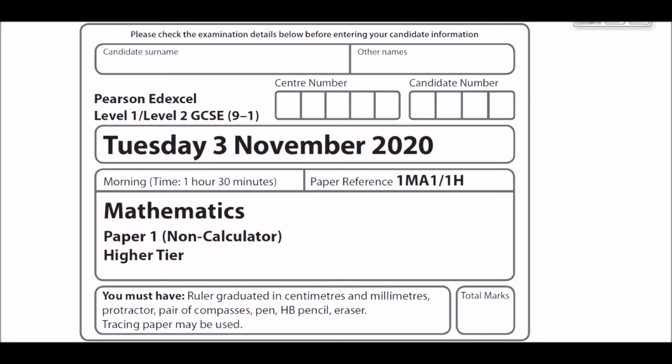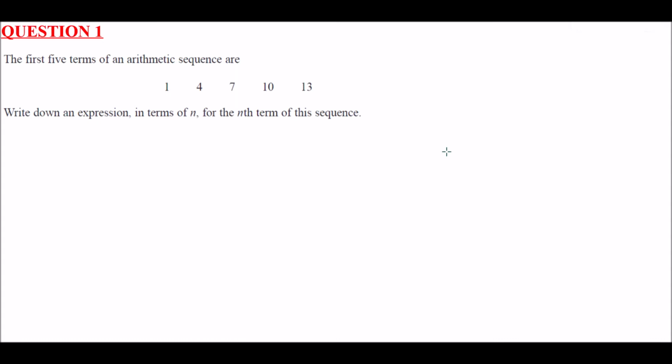Let's have a look at question number 1. We've got the first 5 terms of an arithmetic sequence here: 1, 4, 7, 10, 13. Write down, in terms of n, what the nth term is. Arithmetic means these terms are going up by the same number each time. As you can see, they're going up in 3s each time, just like the 3 times table. Because they're going up in 3s, it's got something to do with 3n. 3n is the 3 times table.